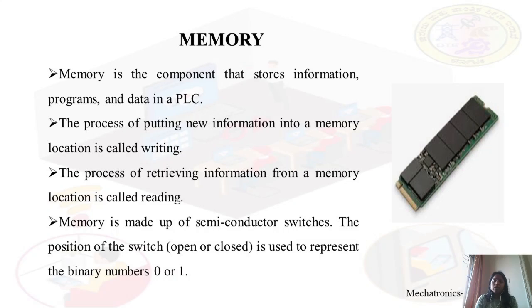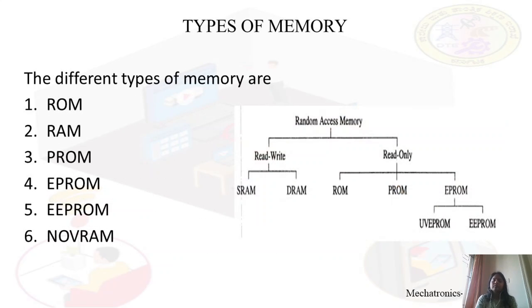The process of putting new information into a memory location is called writing. The process of retrieving information from a memory location is called reading. This memory is made up of semiconductor switches, and the position of the switch is used to represent the binary numbers 0 or 1. Now, before studying how the memory is organized in the PLC, first we will see the different types of memory that are present.